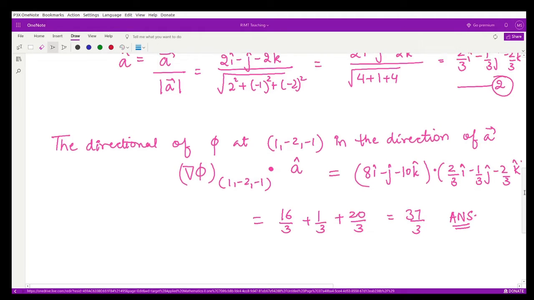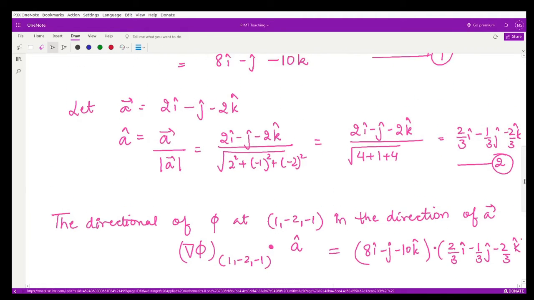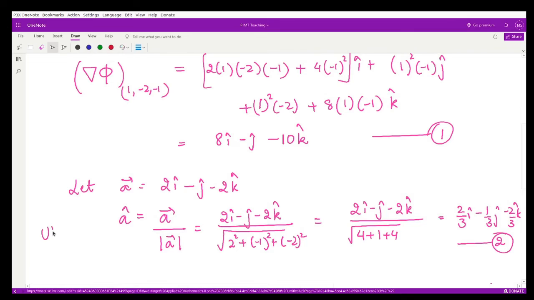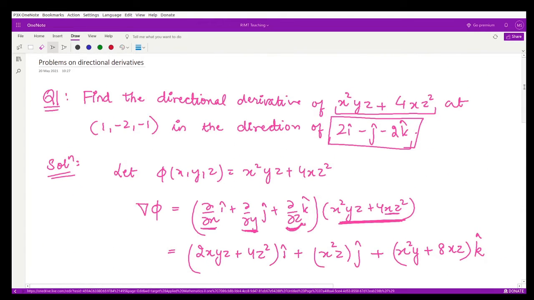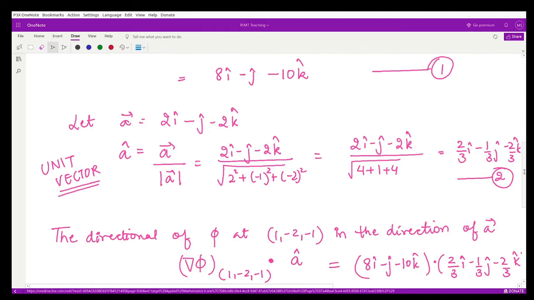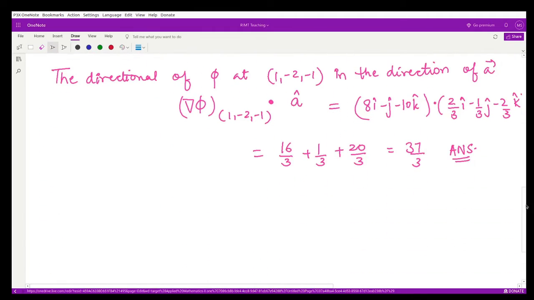So the thing that is most important here is, do not forget to calculate the unit vector. If you take the dot product with the given vector itself, your result would be incorrect here. Okay, so now let us move on to our next problem. So let us see question number 2.